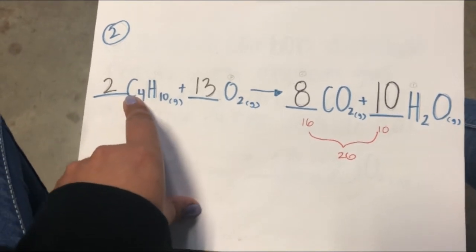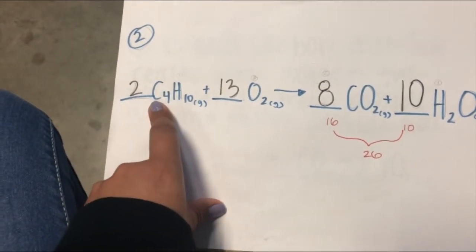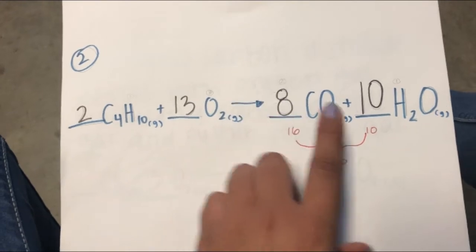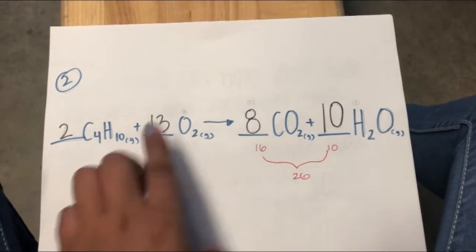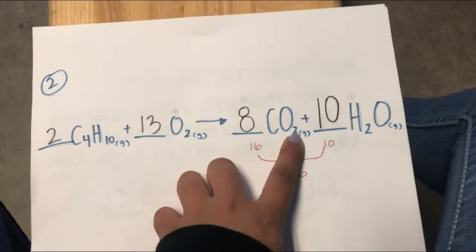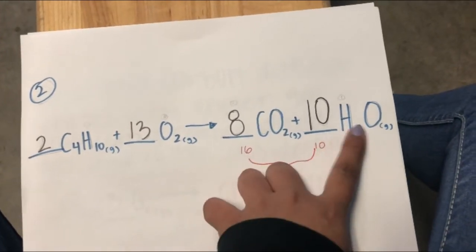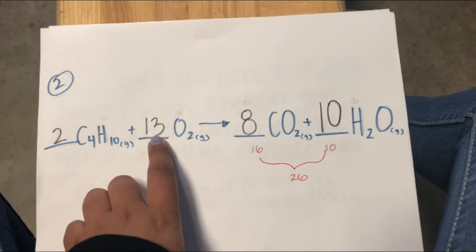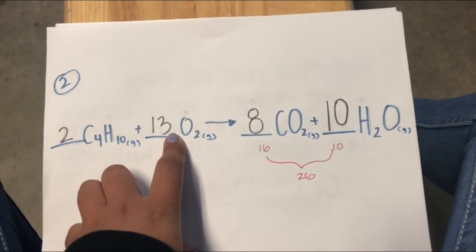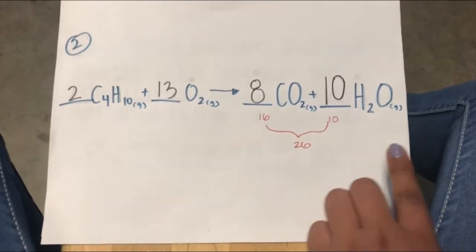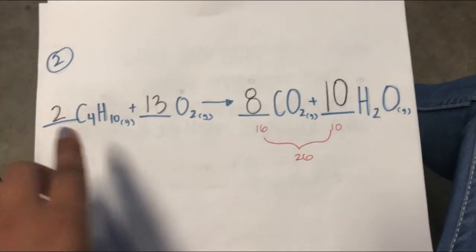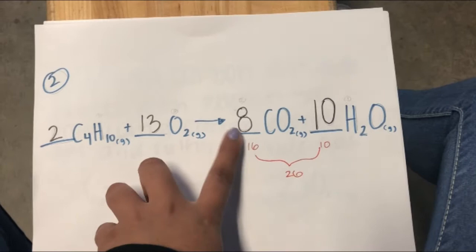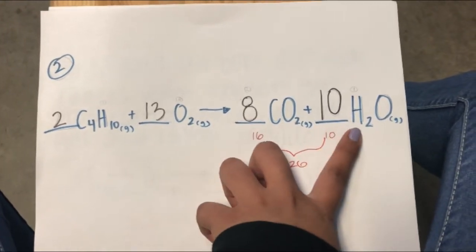Then for the second step, you want to balance out the C's. So if there's 8 C's, you put an 8 here. That balances them out. For the third step, you want to have the same amount of oxygens on one side as the other. So 8 times 2 is 16. With the 10 oxygens is 26. And 13 times 2 is 26. So there will be a 13 as the coefficient for oxygens. This is the entire balanced out chemical equation. 2C4H10 plus 13O2 goes to 8CO2 plus 10H2O.